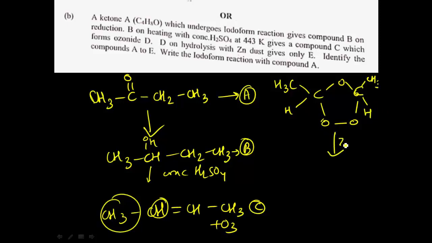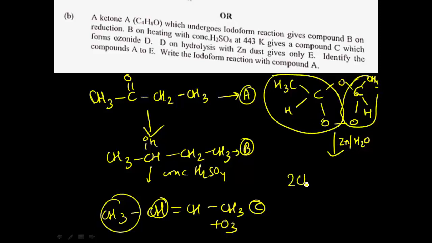Now we do hydrolysis with zinc. What we get is this entire thing and this entire thing. Cool. So we get 2 moles of CH3CHO, and this is our E. But the question does not end here. The question asks for the iodoform reaction with compound A. So let's do it. We have 2-butanone.